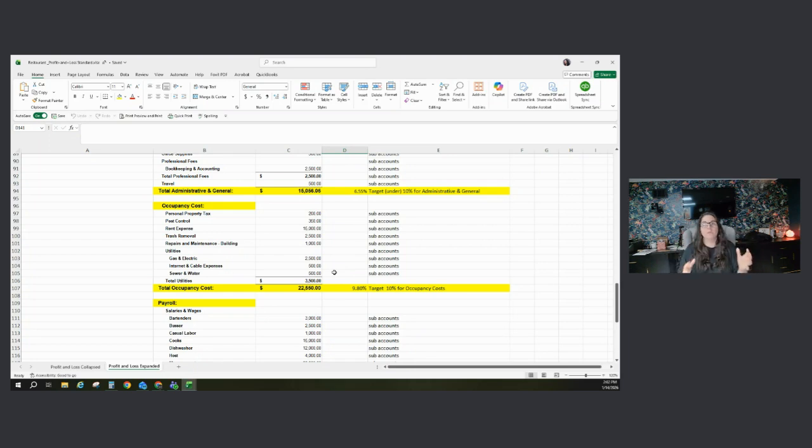So everything has to do with, like I said, the shell, the building, the space itself. So we have possibly personal property tax that's based on equipment, if you have that, pest control, rent expense, trash removal, repairs and maintenance, building, utilities, all of those things that are just like the operational shell of the business should go under occupancy because they're all part of that. And you want to be able to see all those as sub-accounts under one header, occupancy, so that you know that that percentage is in line with your business model. Oftentimes, this is where things can really get out of control and really hurt your model. So we want that separated out.